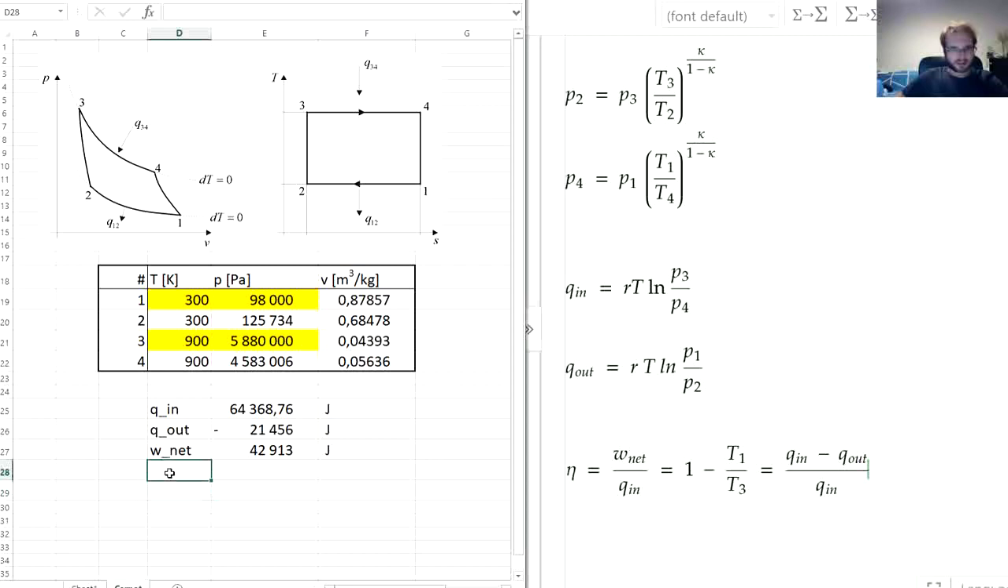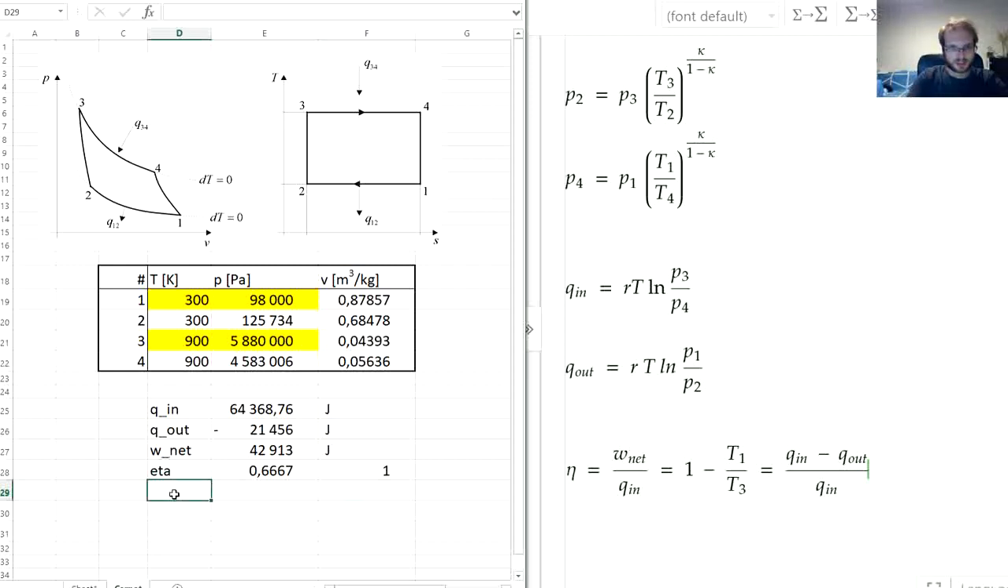So now let's calculate this efficiency over here. Net work output over heat input, and get a reasonable amount of decimals, and we get 66.6 percent, or 0.66.